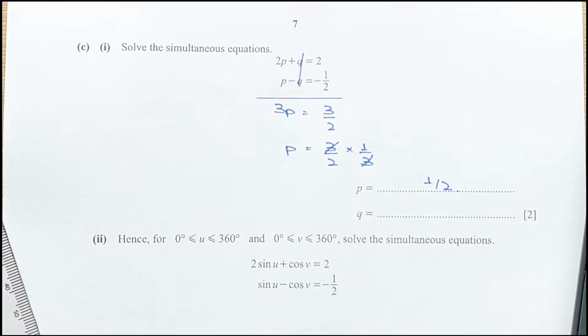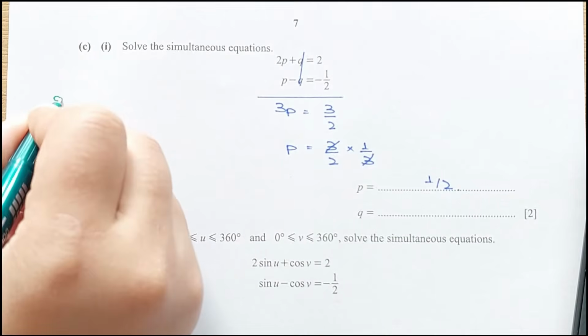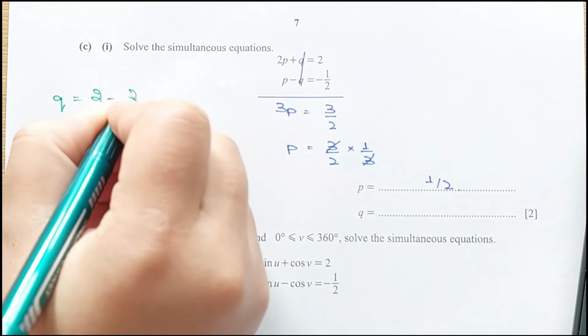Okay, now let me solve for q, substituting it into the first or second equation. If I put it in the first equation, we have q equals 2 minus 2p.